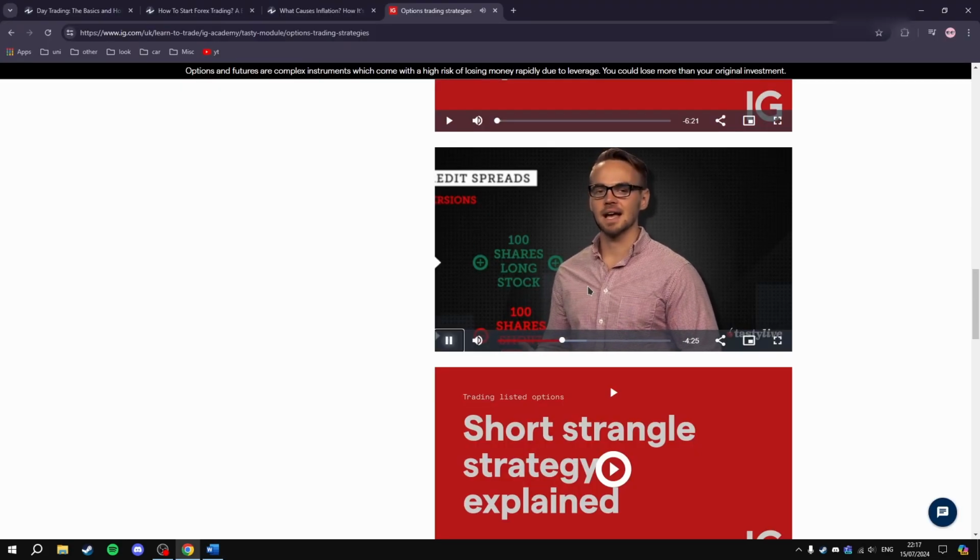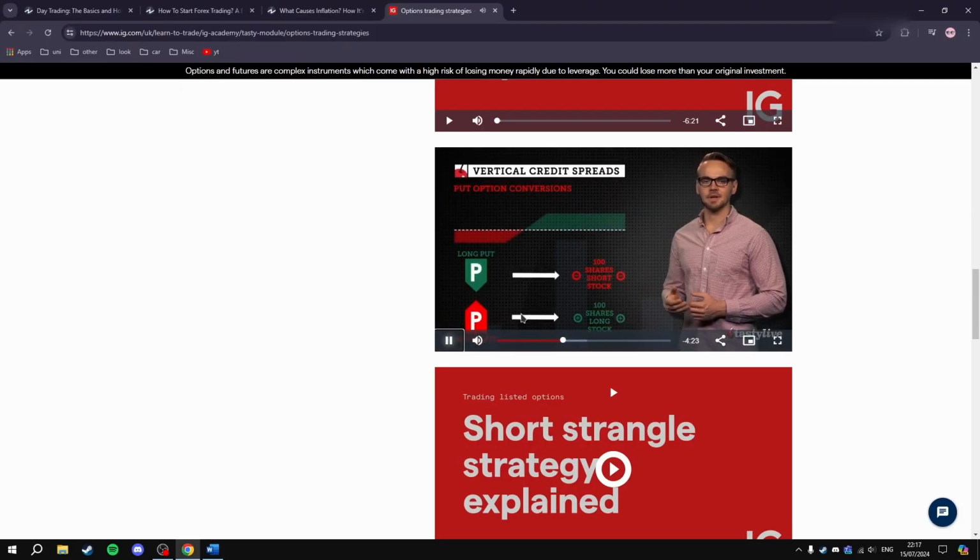Let's take a look at the put side now. If I buy a put, which gives me the right to sell 100 shares of stock at the strike price, and it's in the money at expiration, it will turn into 100 short shares of stock. If I sell a put and it's in the money at expiration, it will turn into long shares of stock.